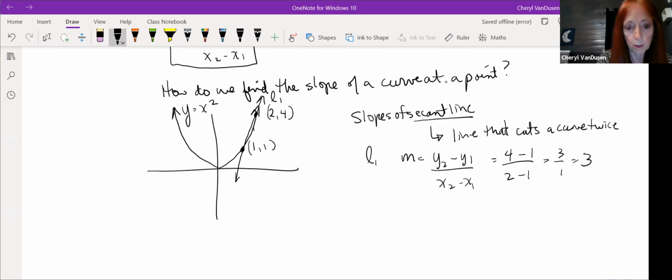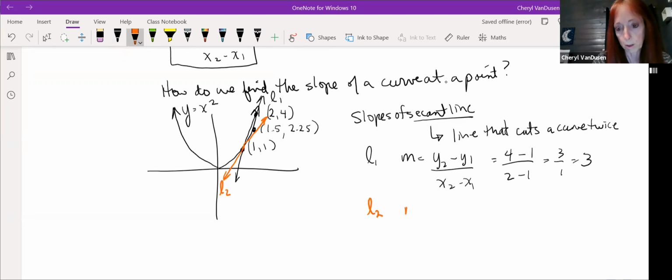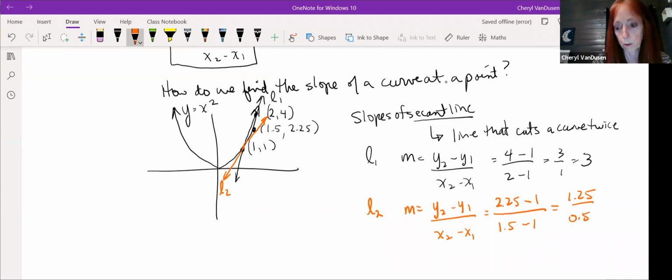So let's say we take a point right in the middle here. The point would be 1.5, and then 1.5 squared is 2.25. I'll change the color of my pen, and we'll call that line 2. When we look at the slope of line 2, again, I probably don't have to continue to put the slope formula down, but nonetheless, 2.25 take away 1 over 1.5 take away 1. We get 1.25 over 0.5.